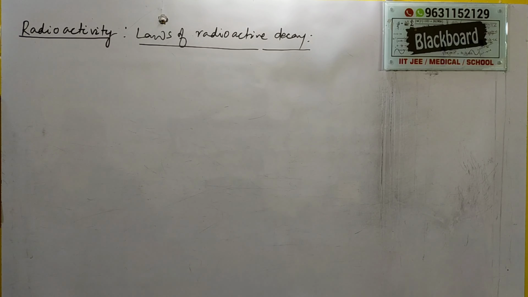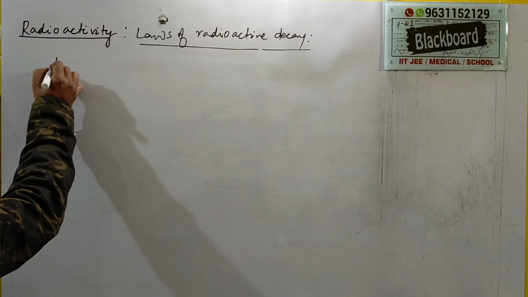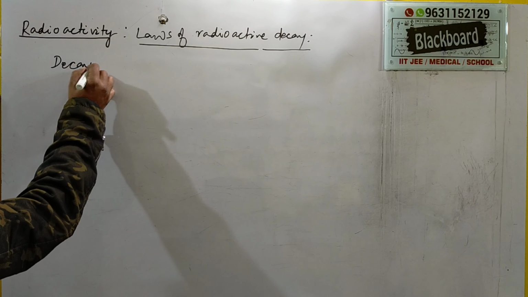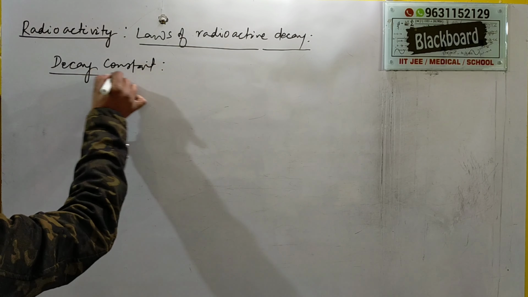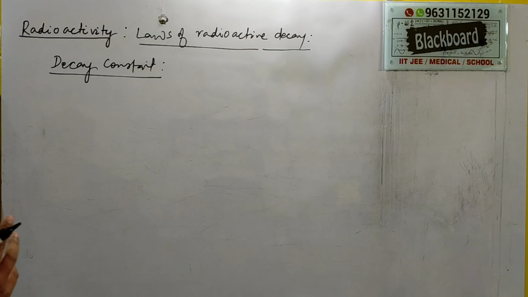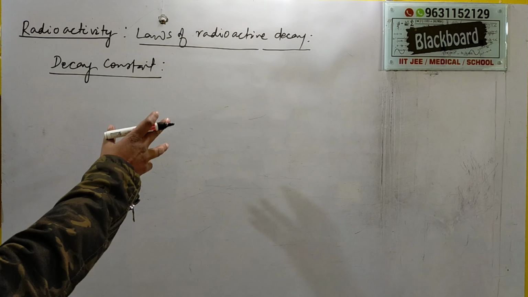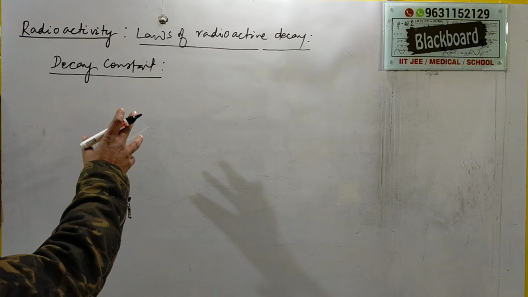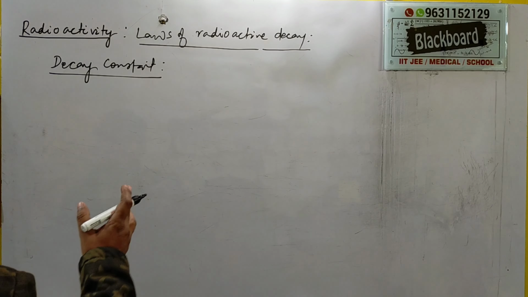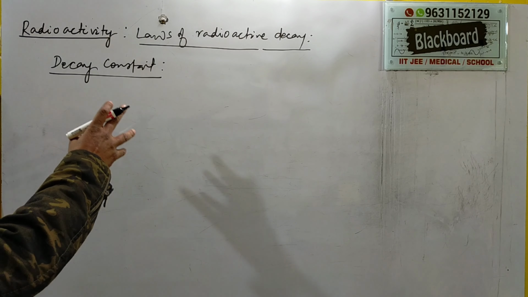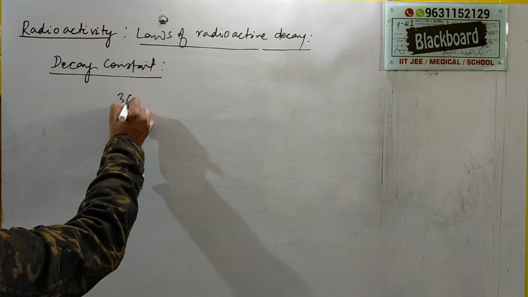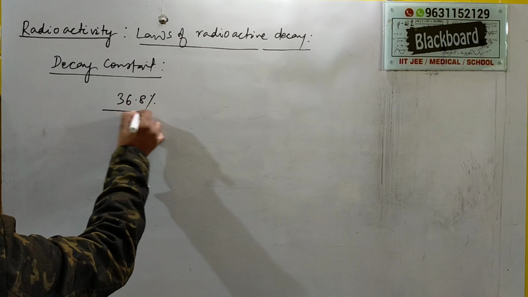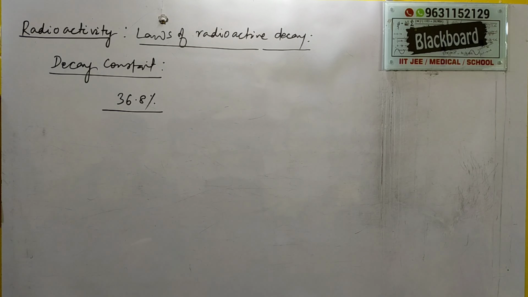Now, decay constant. What is decay constant? The radioactive decay constant may be defined as the reciprocal of the time during which the number of atoms in a radioactive substance reduces to 36.8% of their initial number.